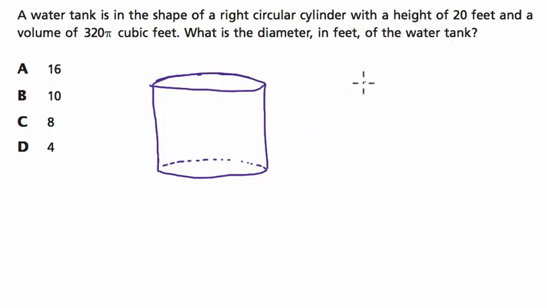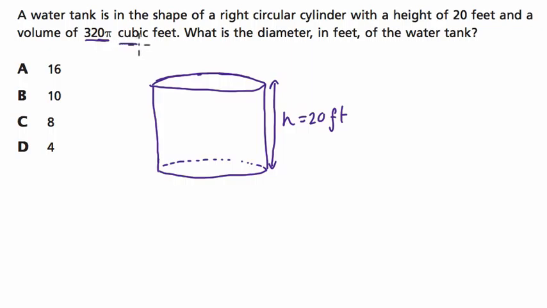And they tell us that the height is 20 feet, so I start labeling that right away. That's our height, from one circle to the other. The height is 20 feet. And that's all they tell us. They tell us the height is 20 and then the total volume is 320 pi cubic feet.